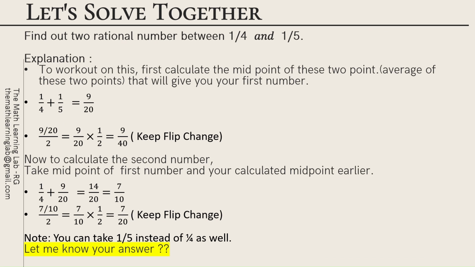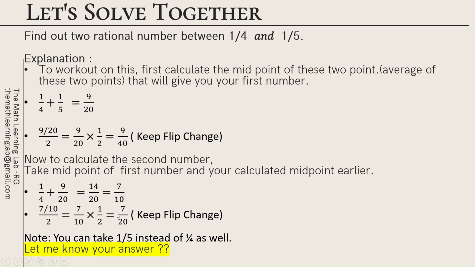So first I did 1/4 plus 1/5, which is 9/20. Then I divided by 2, which will give me 9/40, which is keep, flip, change. So one number is 9/40. And then again, you can just squeeze in, and you will get infinitely many numbers as you want.